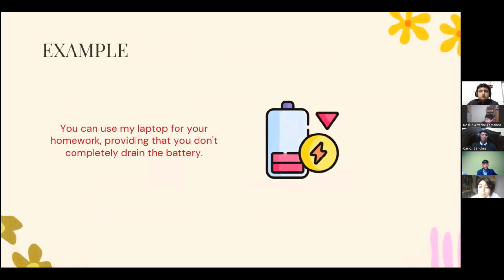And one example of this clause is: you can use my laptop for your homework providing that you don't completely drain the battery.